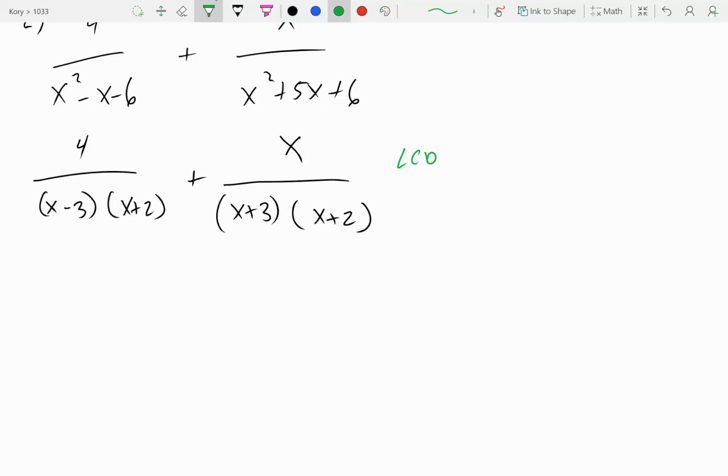The LCD is, so we have this 1 x minus 3. There's no other ones on the other side, so it's x minus 3. And you see how they share this x plus 2. So since they share it, we're only going to write it once. And then we just have this x plus 3 left over. So the LCD is (x minus 3)(x plus 2)(x plus 3).